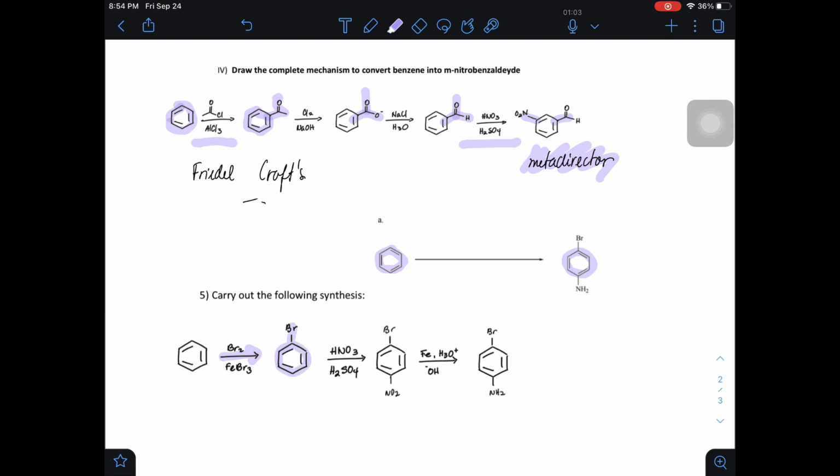The next thing we're going to do is some nitration, but as we can see, we end up with this, and since bromine is an ortho and para director, that's why we get them at opposite sides of the benzene ring. Next thing that we're going to do, we don't want a nitro group, we want an amine group. So we're going to carry out some reduction right here, and that's why we end up with p-bromoaniline.